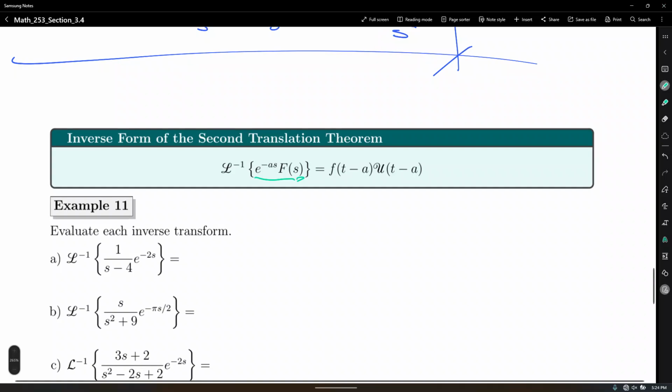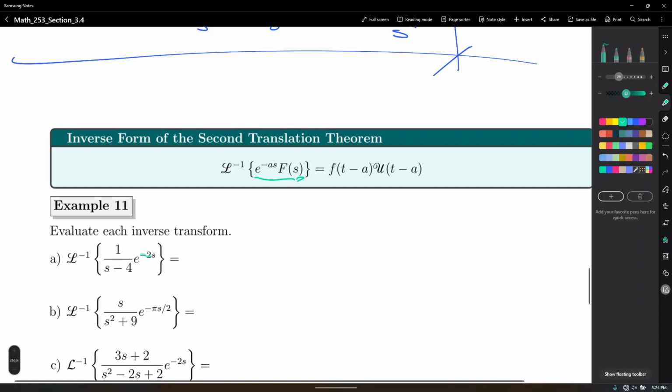First of all, ignore this exponential for a while. Let me highlight it. What's the inverse of 1 over s minus 4? Well, that comes from an exponential, right? e to the 4t. I'm going to open parentheses and t, and close parentheses.